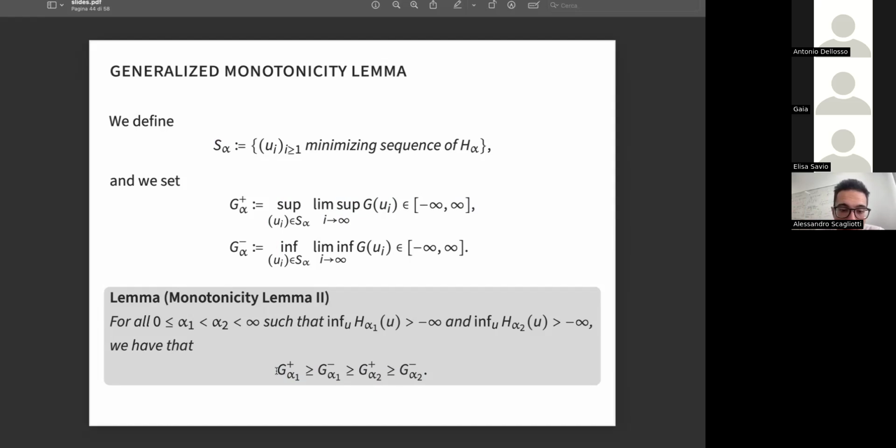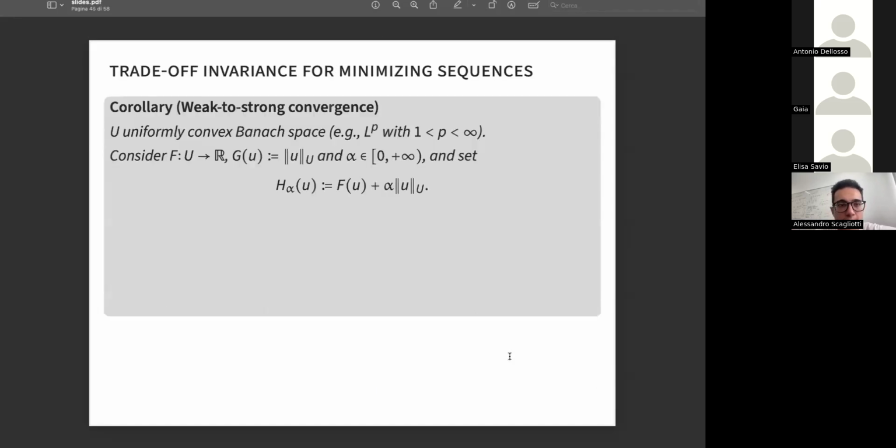Once again, we have two inequalities that are trivial, which are the two inequalities at the extremes. The only interesting one is the one in the middle. The interesting inequality is telling you what happens if you take alpha 1 to be strictly smaller than alpha 2. And this once again is the key for proving the trade-off invariance principle for minimizing sequences. I don't want to stress too much on these details.